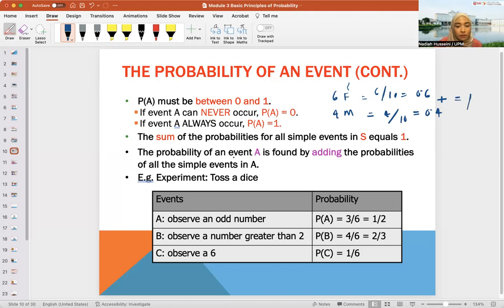Okay? So the probability of an event A is found by adding the probabilities of all simple events in A, which we discussed earlier. For example, we are tossing a dice. The event of observing an odd number has probability 3 over 6, which you can simplify to 1 over 2. And the event of observing a number greater than 2 when you toss a dice is 4 over 6.